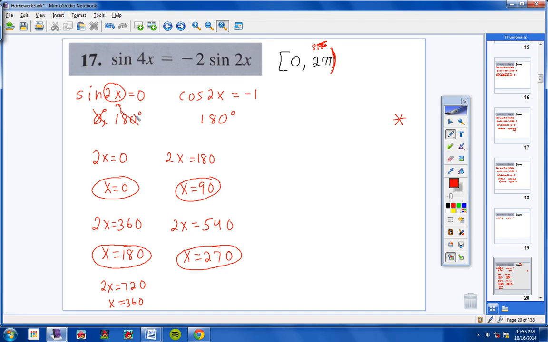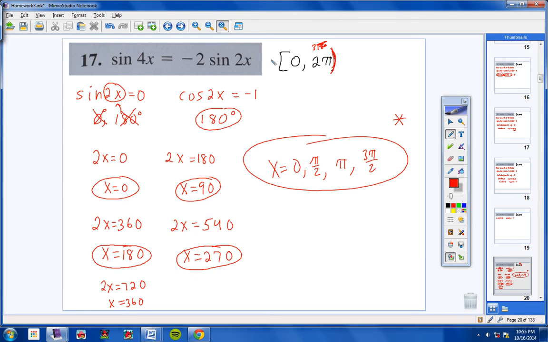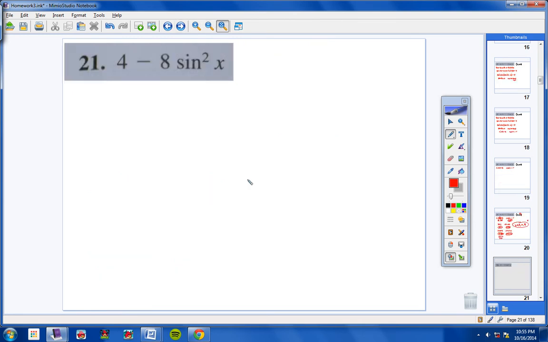Now, we could take 180 and do all that again, but we'll get the same two answers, so there's no need. So there's our four answers. So really, we'll write our answers like this: 0, pi over 2, pi, and 3 pi over 2. Okay? Moving on to the next problem. Here we go.